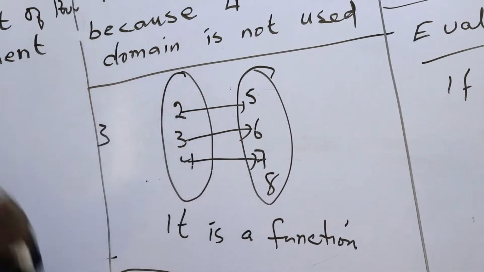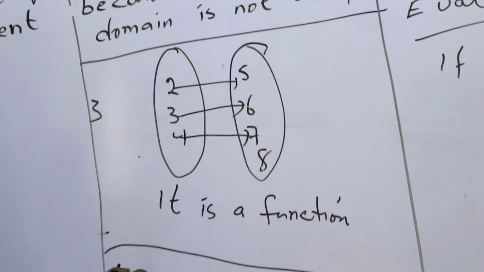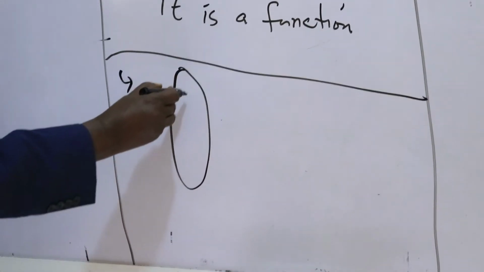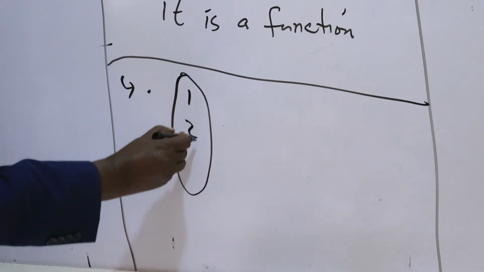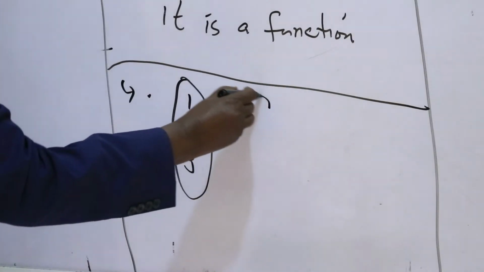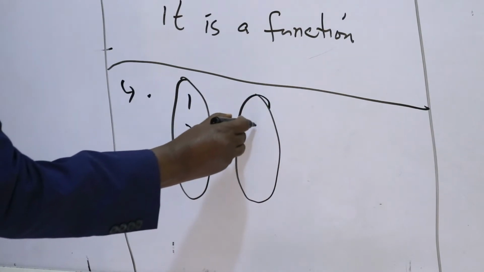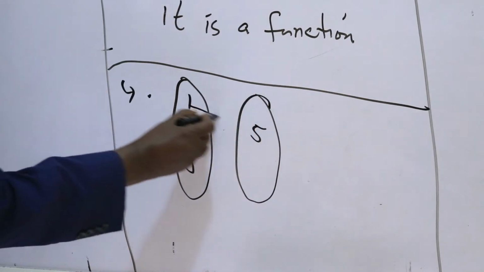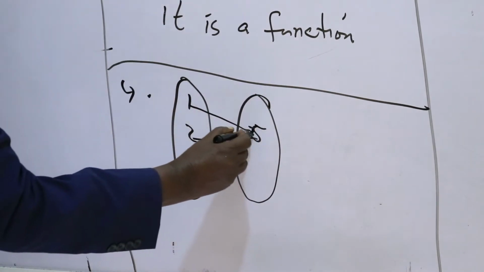Therefore, it is a function. What about this? Number 4. For example, what about this? 1, 2, 3. Okay? And this is 5. Is this a function or not a function?